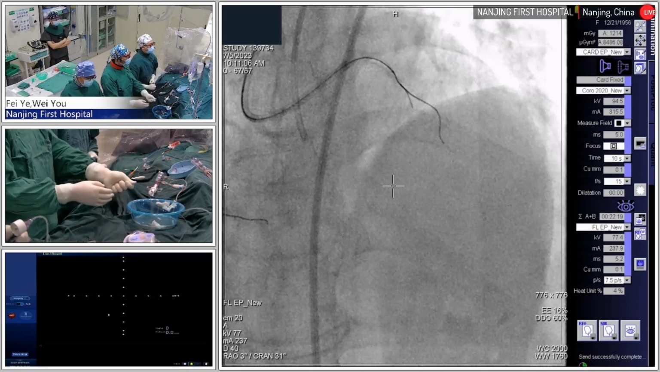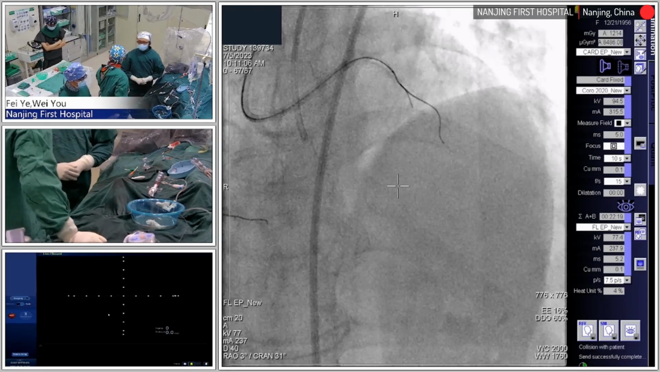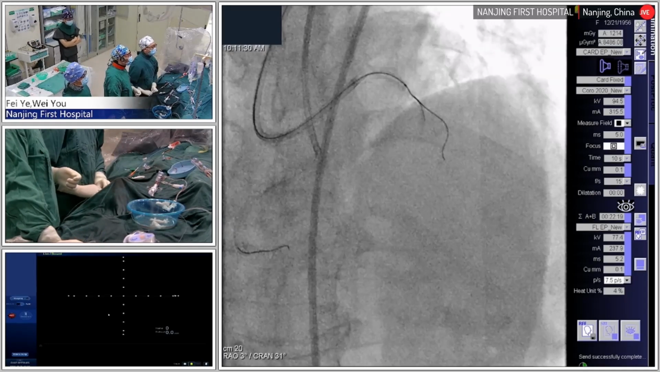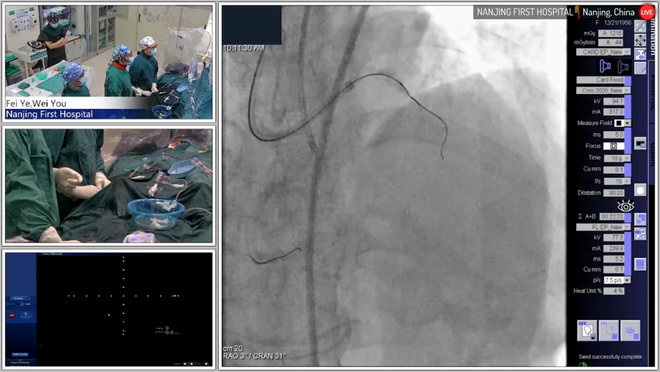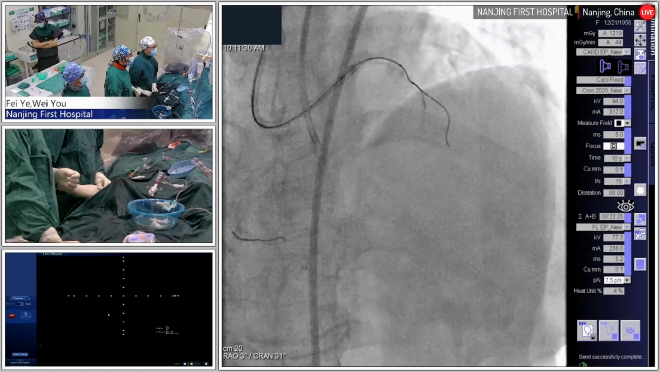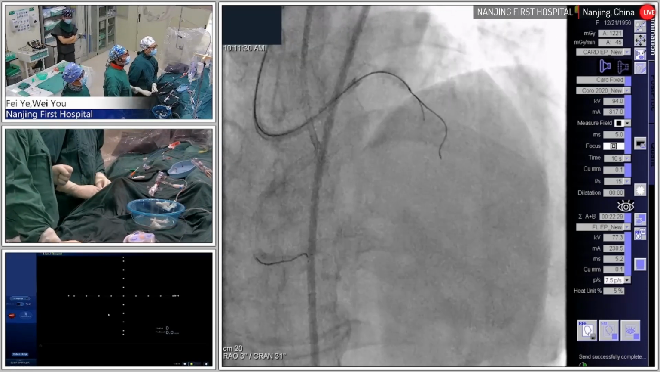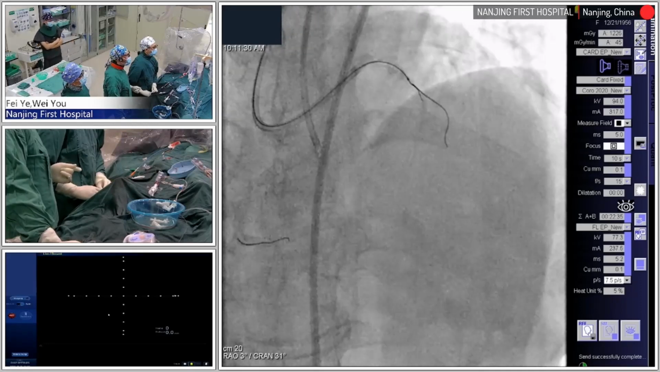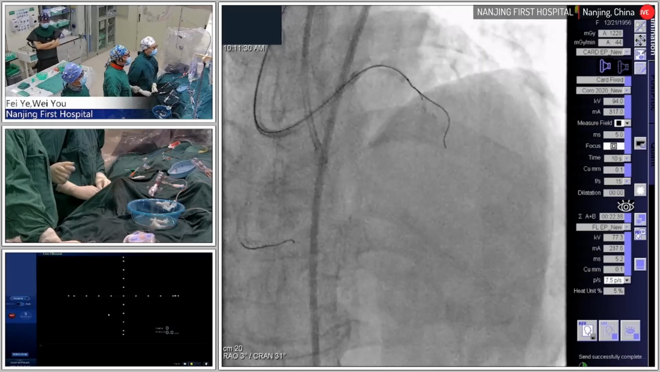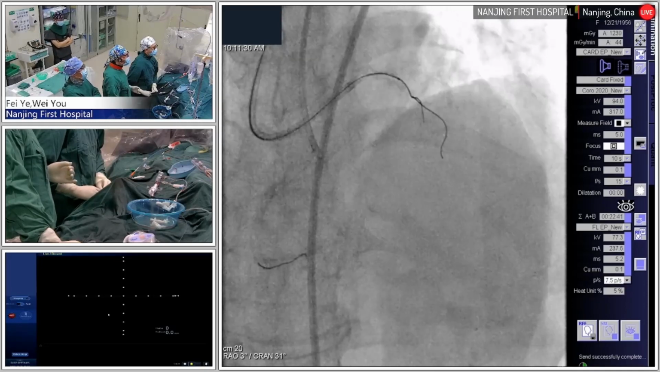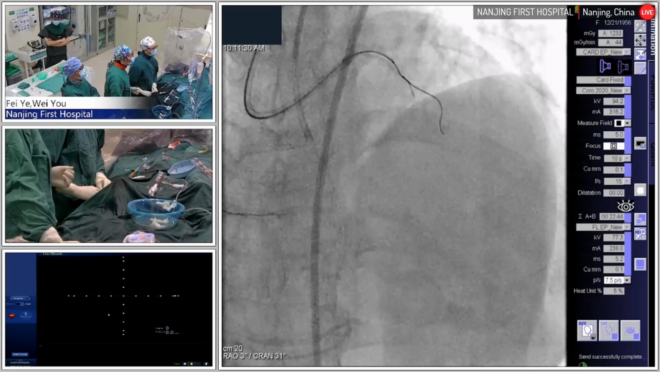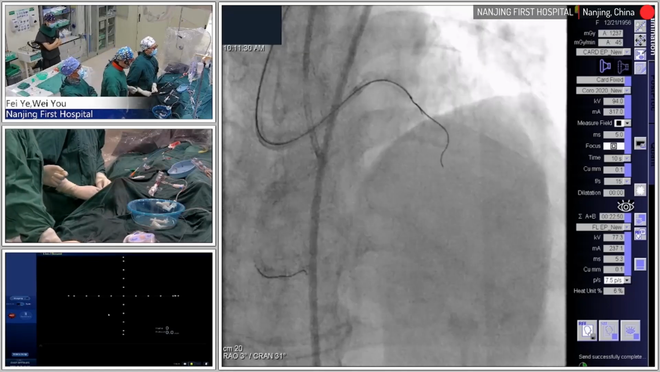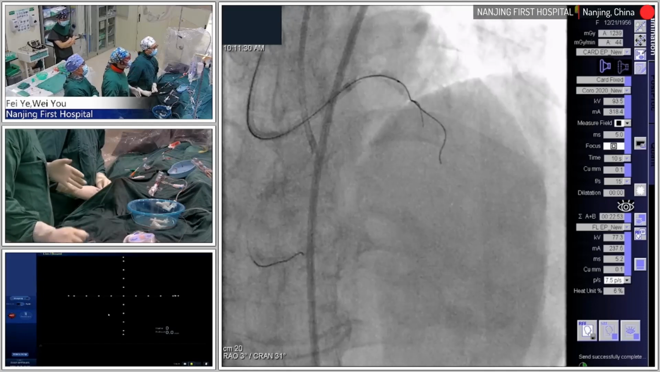So can you give us some recommendations, some guidance for the next step? When we meet a very difficult CTO lesion, we should make a plan before the procedure. First, antegrade wire technique or retrograde wire first, or both. The second is which kind of wire you will use, a hydrophilic wire or a puncture wire. Third, where is the entry point of the CTO lesion? Can you see it clearly? Then, what will we use, a microcatheter or a double channel catheter? Which is better for this kind of situation?